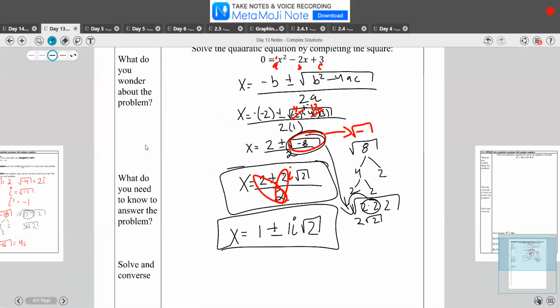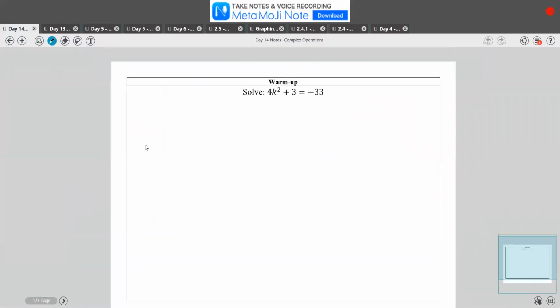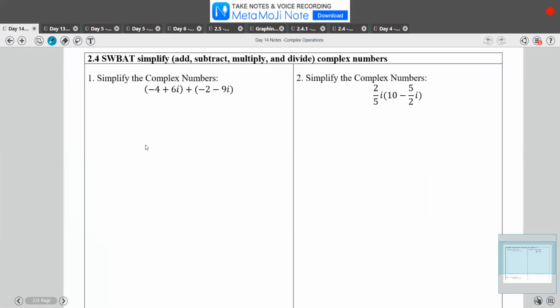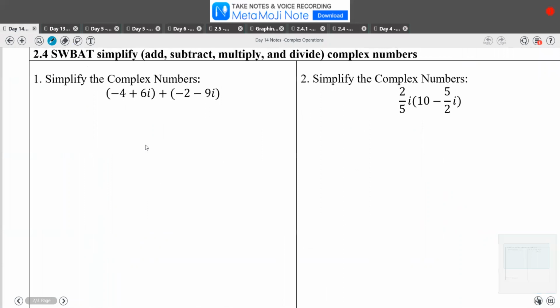Okay. Other than that, the process is the same. At some point, you are going to have complex solutions. Now, the one thing that I do want to mention and continue is at some point, you will do operations with complex solutions. And this is basically what you're going to be seeing. When it comes to doing operations with complex solutions, it is basically the same thing as simplifying expressions.